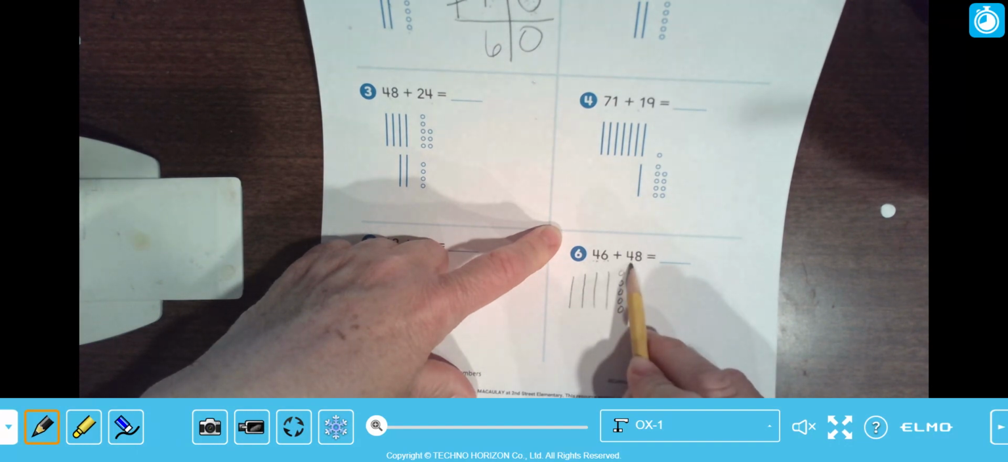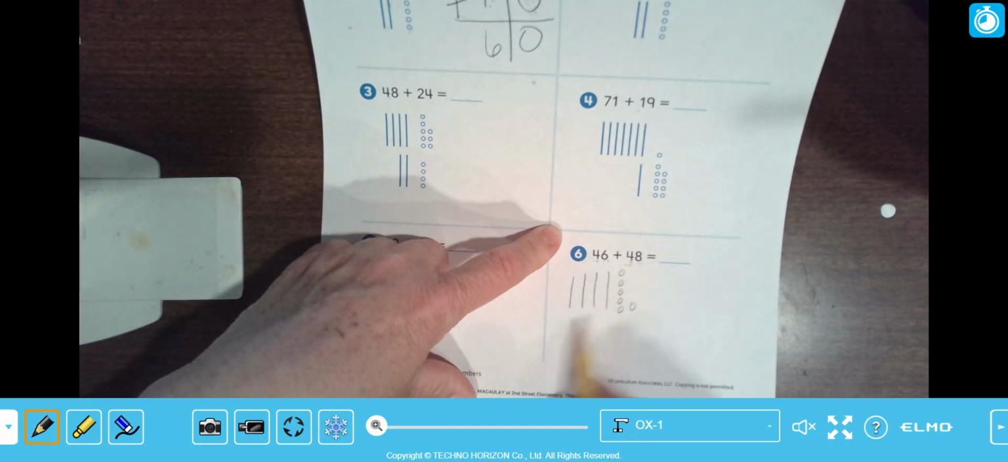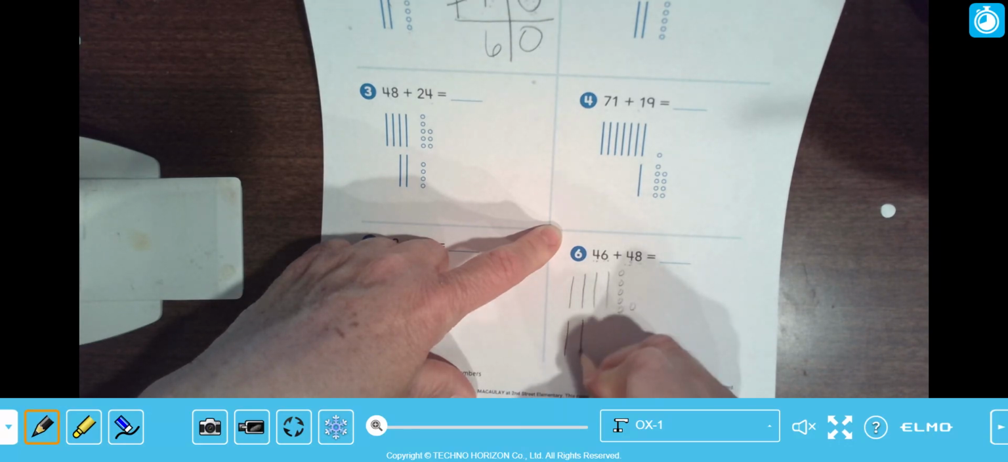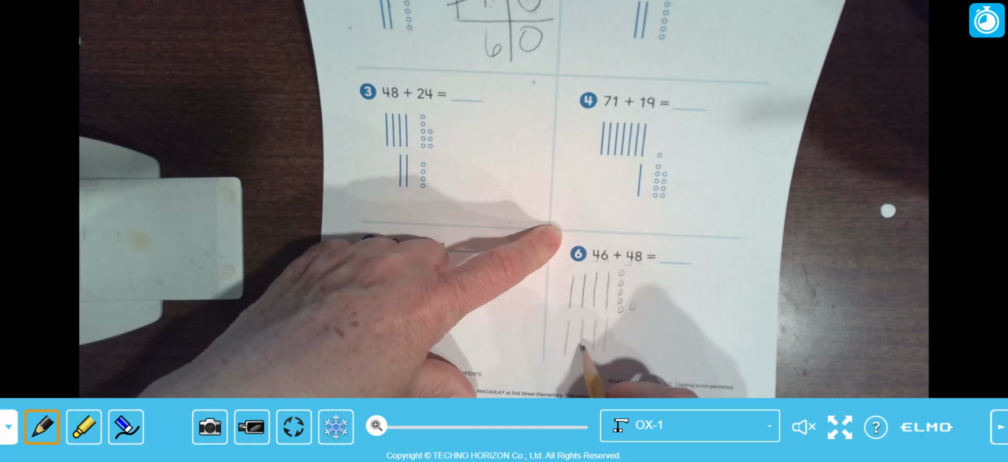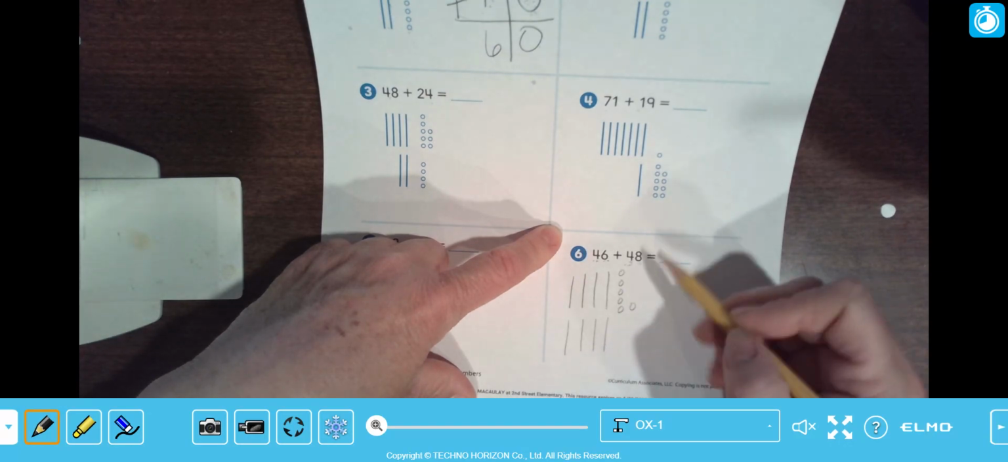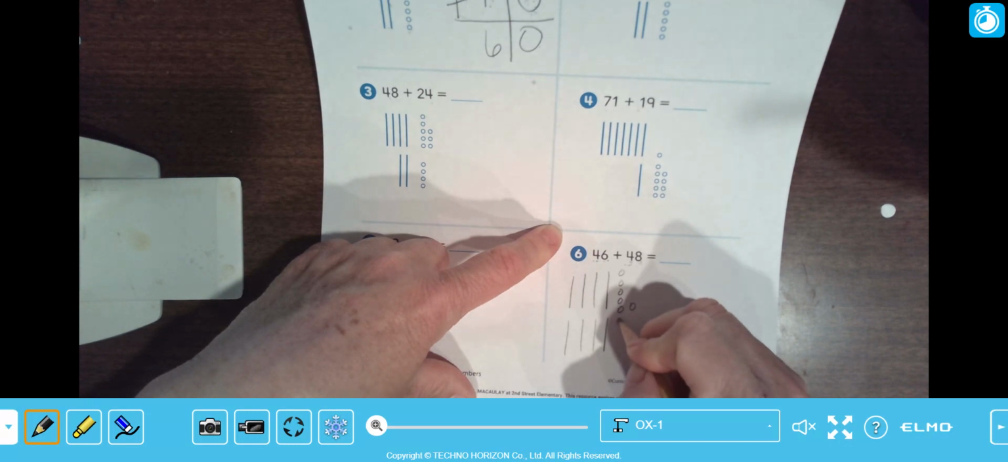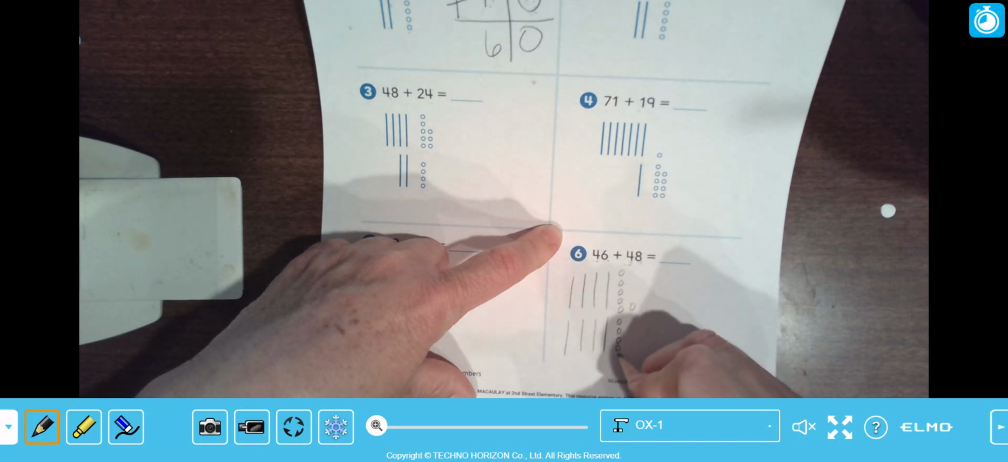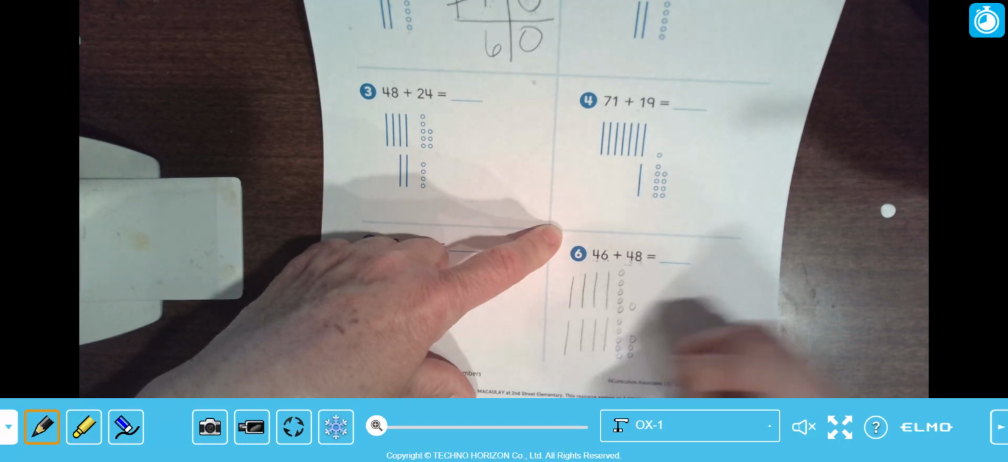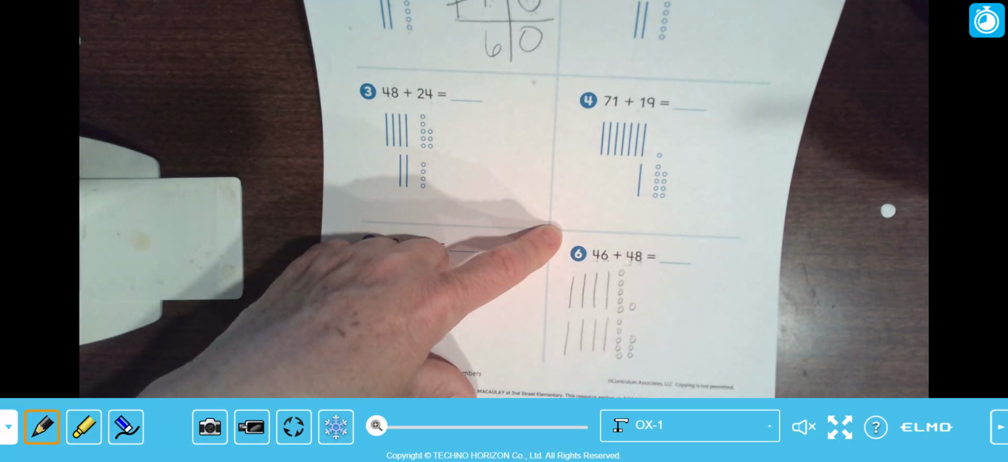Okay, now underneath it, we're going to draw the number 48, which is 4 10s and 8 1s. So let's start off with the 4 10s. We're going to draw the 10s on this side. 10, 20, 30, 40. There's the 4 tens. Go ahead and draw them. Okay, now we're going to draw the 8 ones down here, right here. Okay, 1, 2, 3, 4, 5, 6, 7, 8. Go ahead and draw your 8 ones.